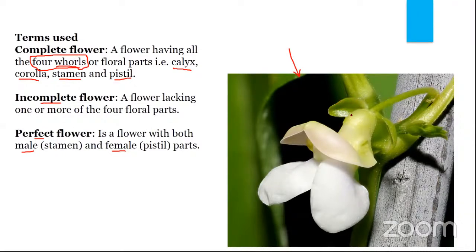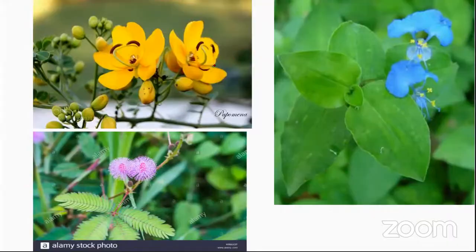Yes, Barack Samuel, you have a question? The question is, you talked about the superior ovary. Isn't there an inferior? Yes, I talked of the superior ovary as well as the inferior ovary. Okay, let me go back on that slide.